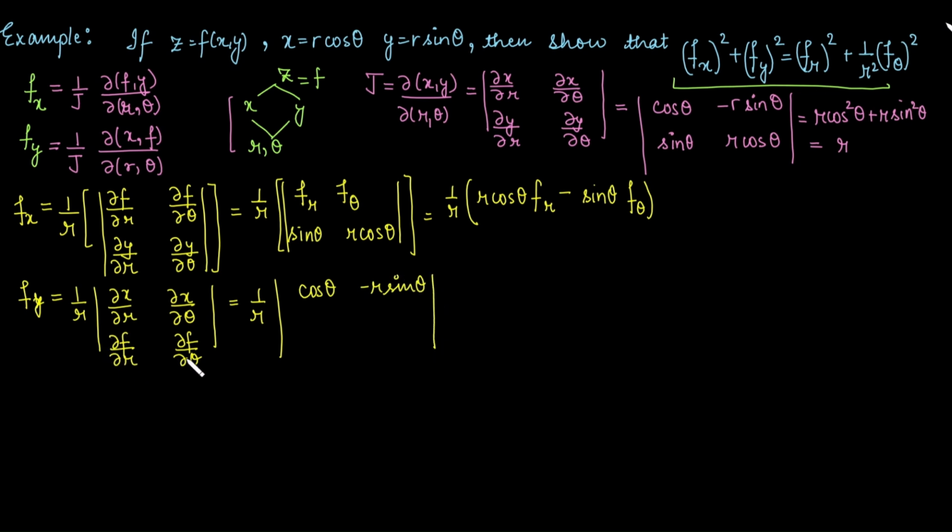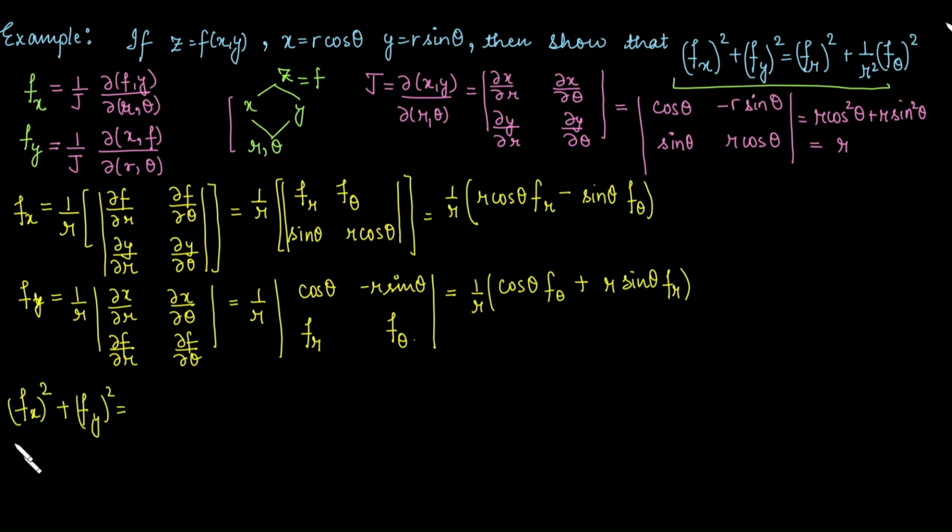Partial derivative of the function with respect to r and theta. The function is not defined explicitly. We can write partial derivative of the function with respect to r as it is, as well as partial derivative of the function with respect to theta as it is. This is equal to 1 by r, cos theta into partial derivative of the function with respect to theta. Negative negative is a positive. r sin theta into partial derivative of the function with respect to r.